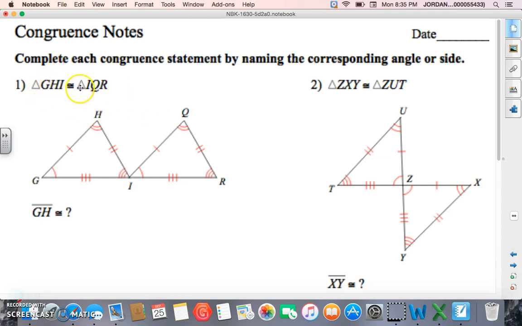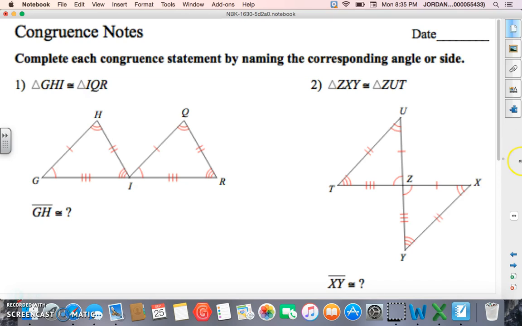So first of all, this right here is what's called a congruent statement. This congruent statement up here says triangle GHI, and this little symbol means congruent. We talked about this before. It's just an equal sign with a little squiggle over the top of it, or a tilde. So that means congruent. So triangle GHI is congruent to triangle IQR.